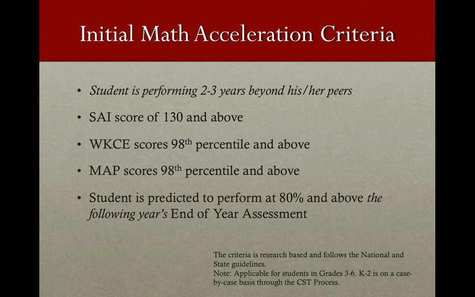We really want to ensure that students who skip a grade level have all of the necessary skills to be successful in that year and that there aren't any gaps in their learning. So that's a really important piece of assessment to ensure that their skill level is ready for acceleration. Now please keep in mind that this is for students in grades 3 through 6. Kindergarten through second grade students are looked at on a case-by-case basis through the CST process.